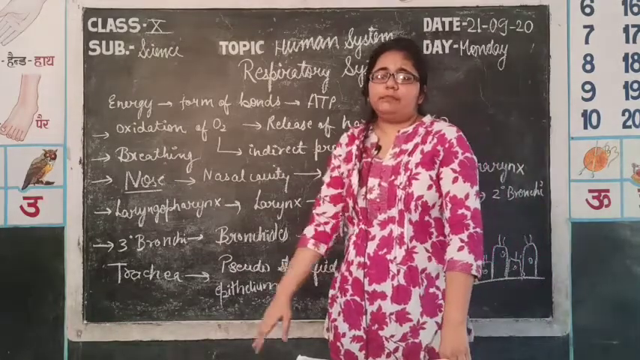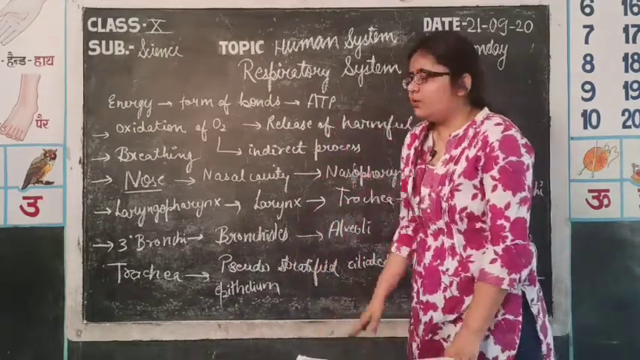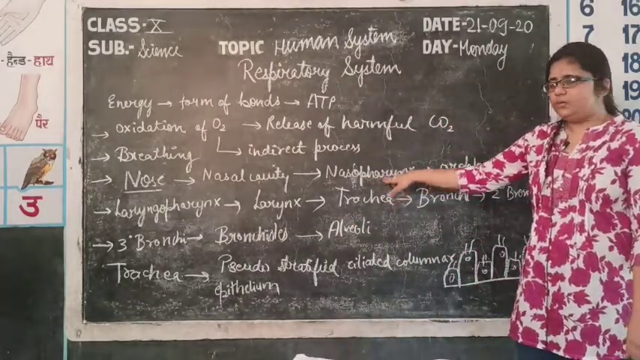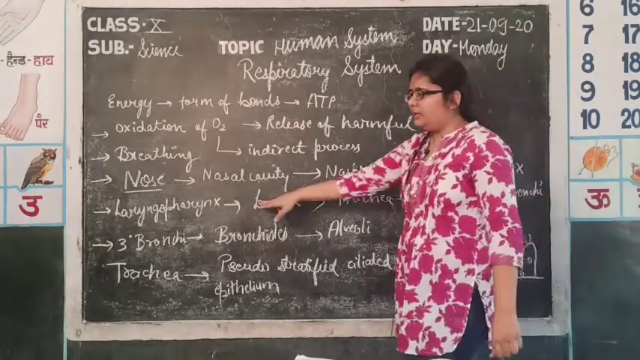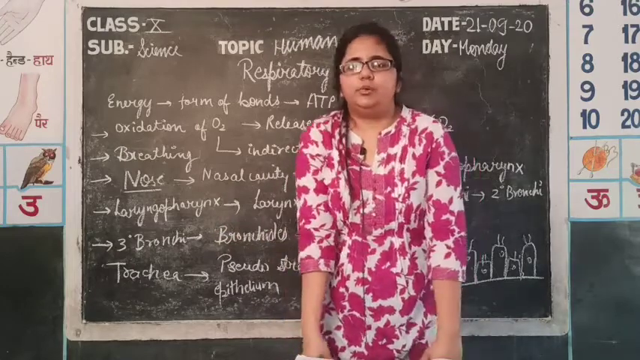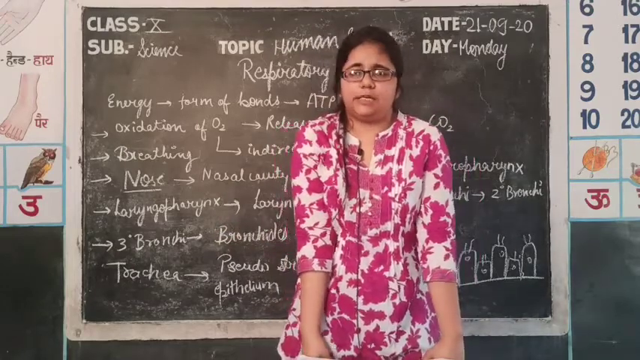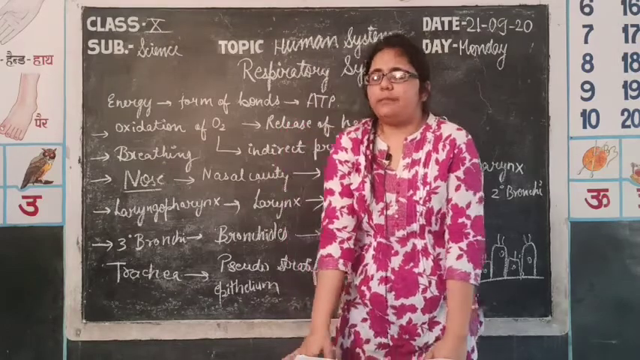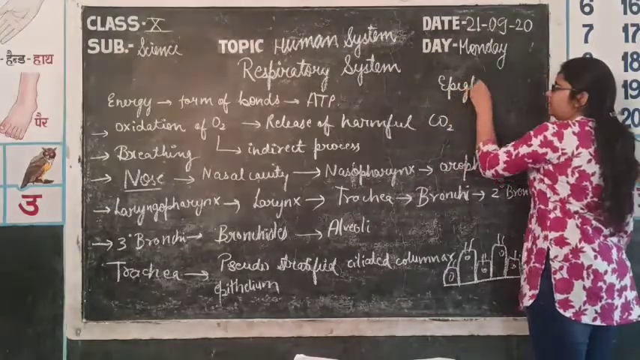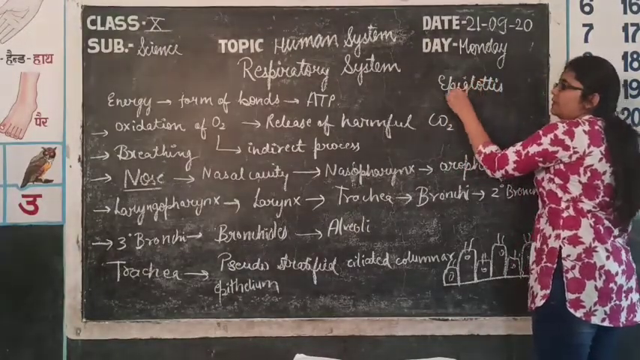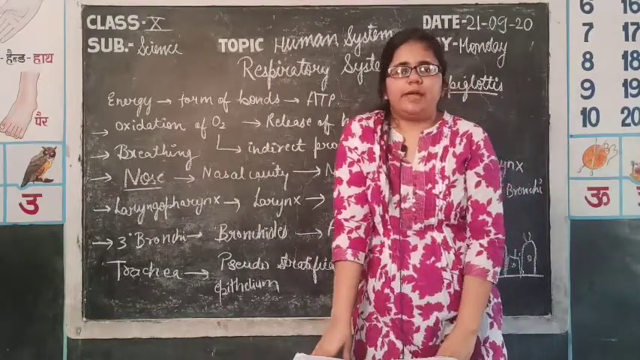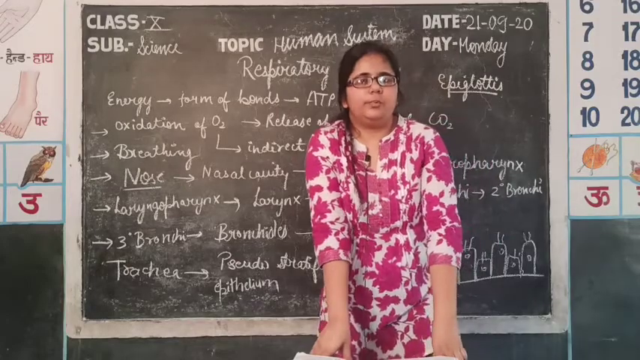But the air taken from the mouth goes directly to the oropharynx. It does not go upwards to the nasopharynx, it goes directly to the oropharynx and then to the laryngopharynx. Then finally the air goes to the larynx, which is a cartilaginous structure. But here comes an important structure, which is the epiglottis. We have also discussed the epiglottis in the digestive system, that it is a flap-like structure which covers the opening of the larynx.